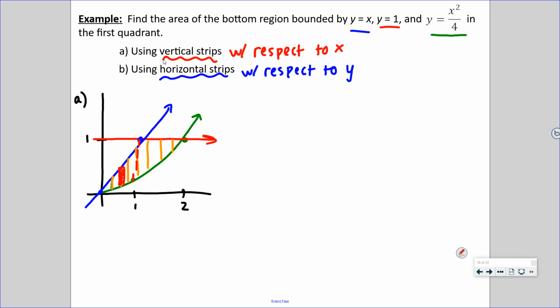I need to do top minus bottom to find that height. And then for my second interval, I'm going to have to switch which one I call my top. So my first one, we're doing this with respect to x. This would go from 0 to 1.